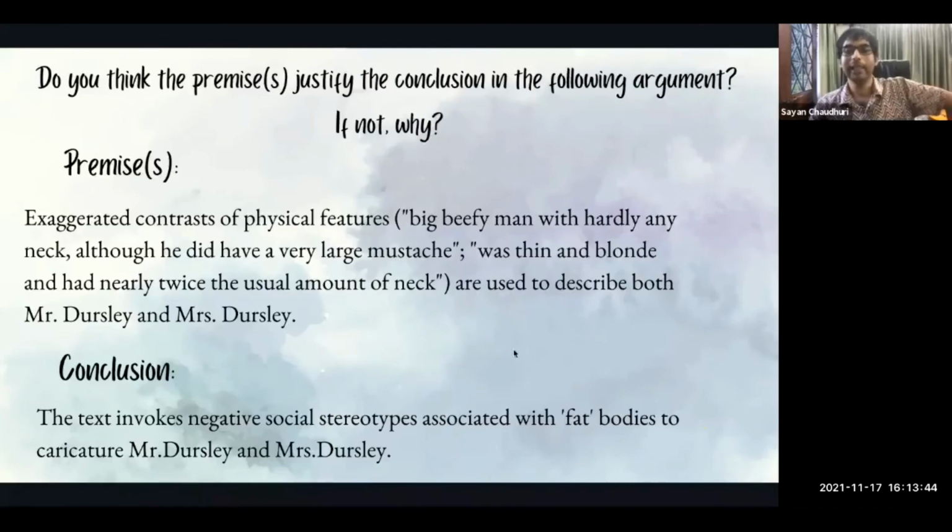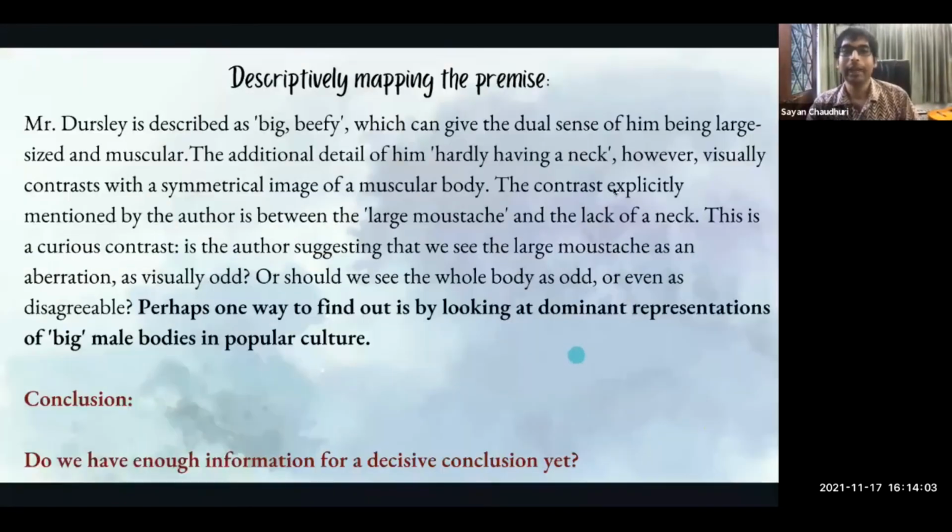Now, the point is that if you're not describing your premise very closely, you will start missing details. And if you start missing details, your conclusion is going to be a little imprecise, right? It's not going to be strong enough. Now, what would happen if we start describing the premise better? So let me go step by step here.